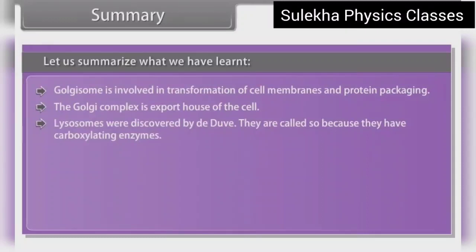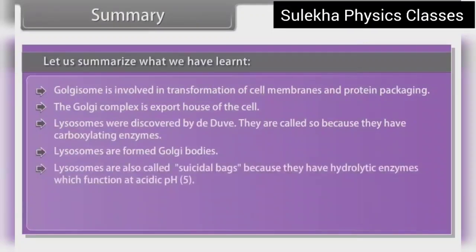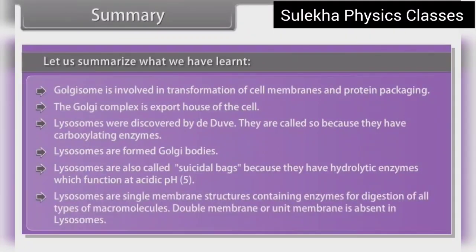Lysosomes were discovered by De Duve. They are called so because they have lytic enzymes. Lysosomes are formed from Golgi bodies. Lysosomes are also called suicidal bags because they have hydrolytic enzymes which function at acidic pH 5. Lysosomes are single membrane structures containing enzymes for digestion of all types of macromolecules. Double membrane is absent in lysosomes.